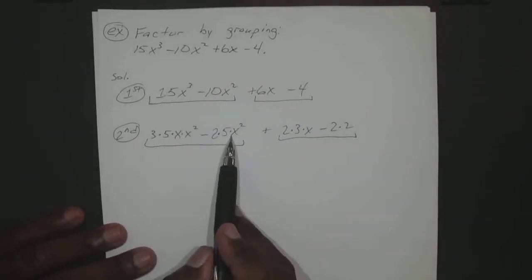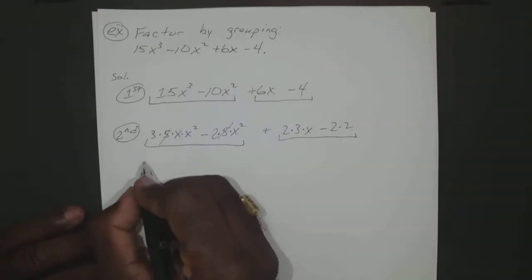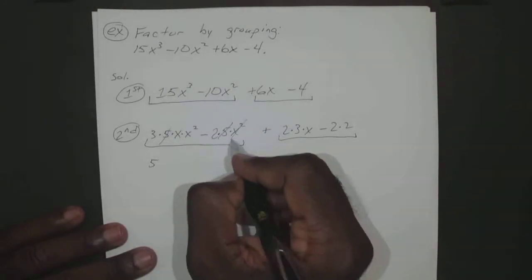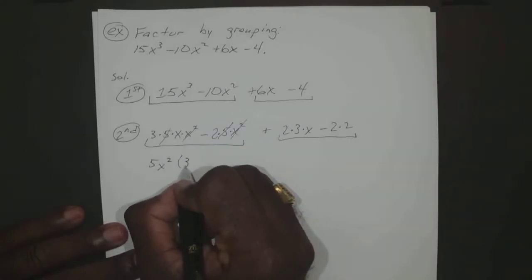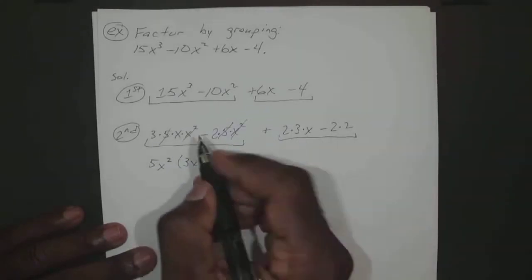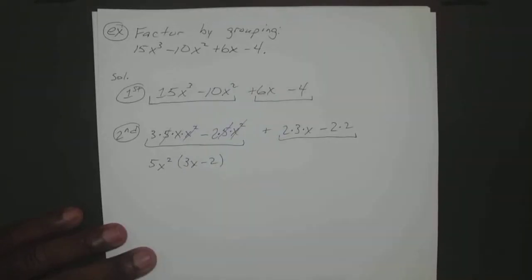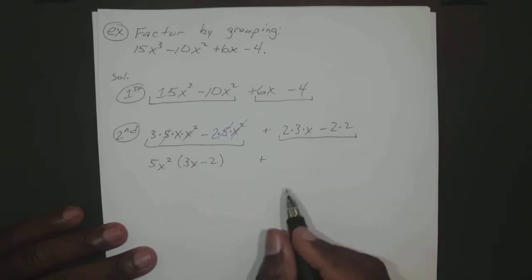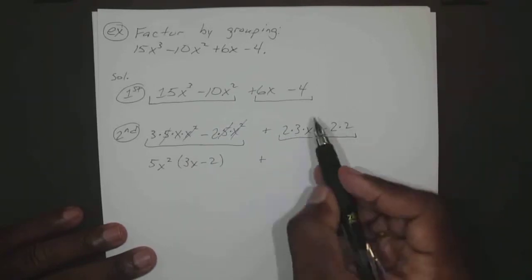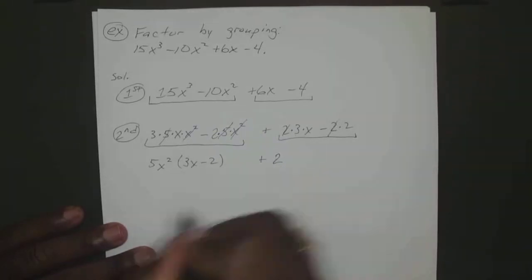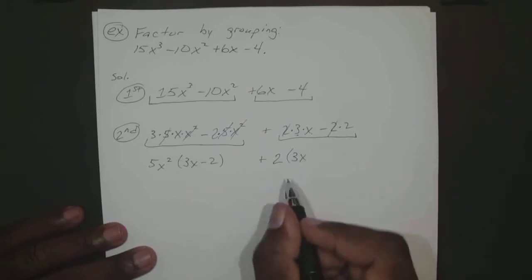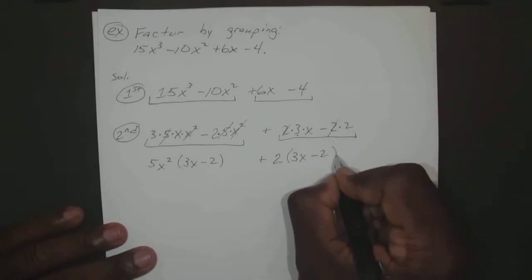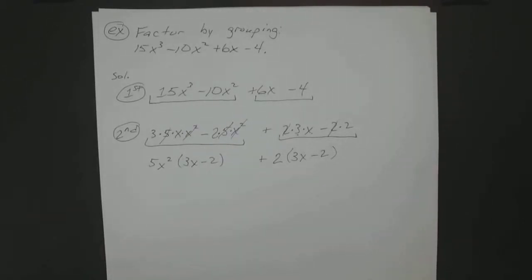Okay. Now for these two terms, you have a 5 in common, and you have an x squared in common. Okay, so the only thing left is 3 times x minus 2, since that's the only thing left. Okay, here you have a 2 in common. So the only thing you have left is 3 times x minus 2. Okay, so that makes sense.